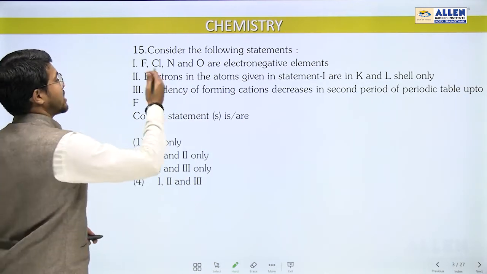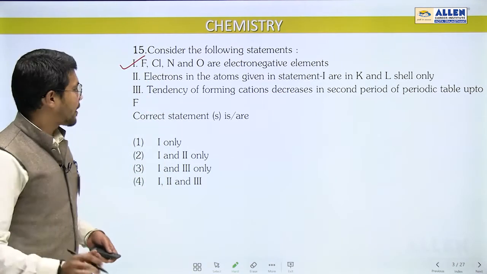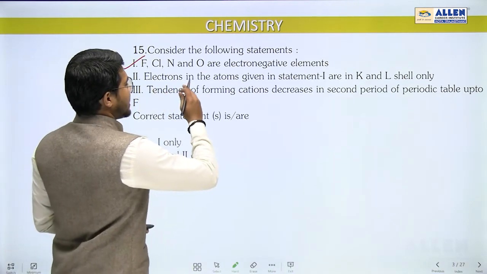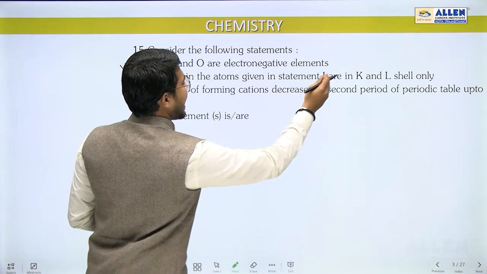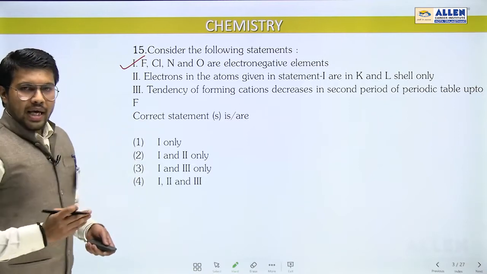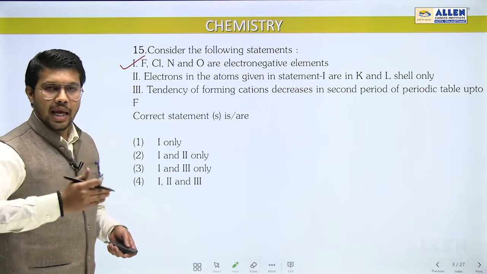Now the first statement says: fluorine, chlorine, nitrogen and oxygen are electronegative elements. Obviously, yes, they are electronegative elements, so statement 1 is actually correct. Now moving on to our second statement, that is, electrons in the atoms given in statement 1 are in K and L shell only.